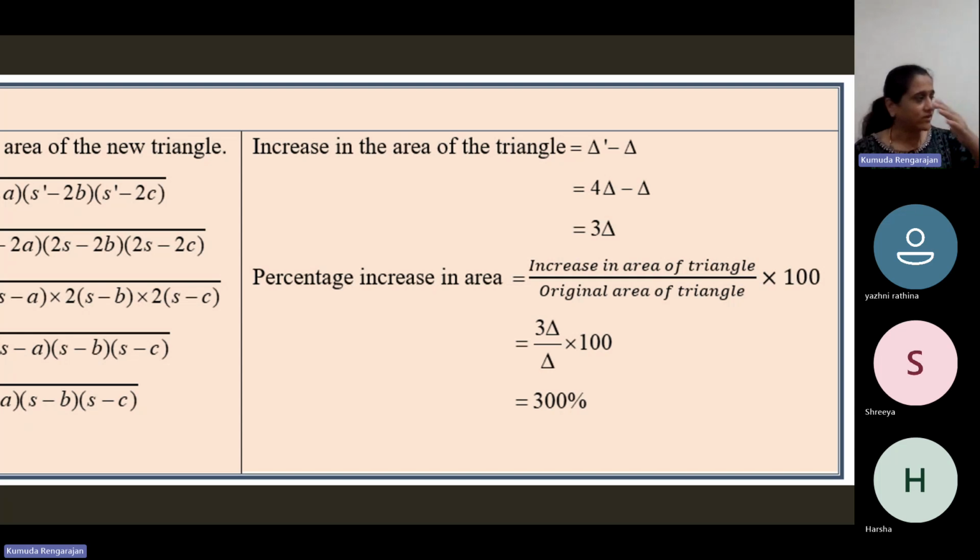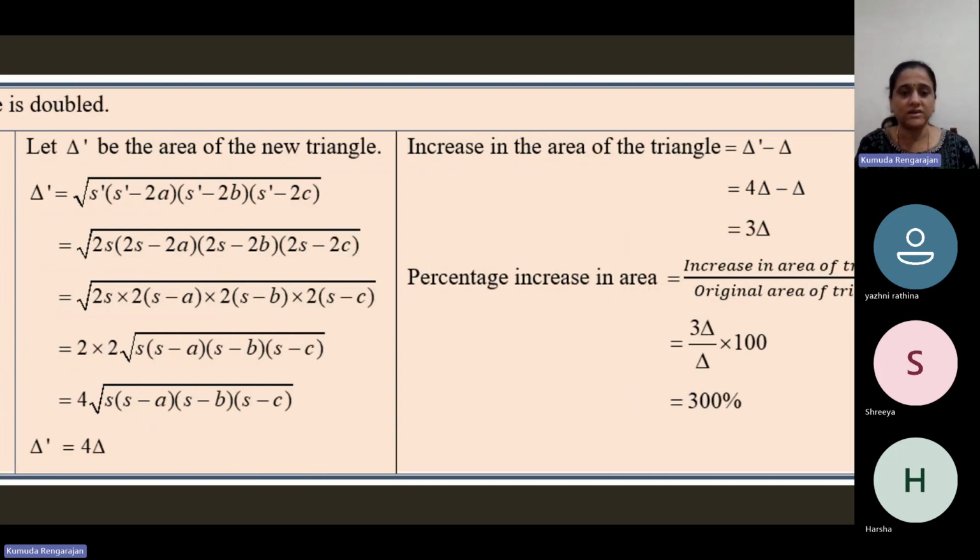So the sequence is like this. You should find the original area, find the new area, find the increase in area, and then the increase percent. Original area, new area. Then new area minus original area is the increase in area. And then the increase percentage, which is found using the formula increase in area by the original area into 100. All right, let's just see it again.